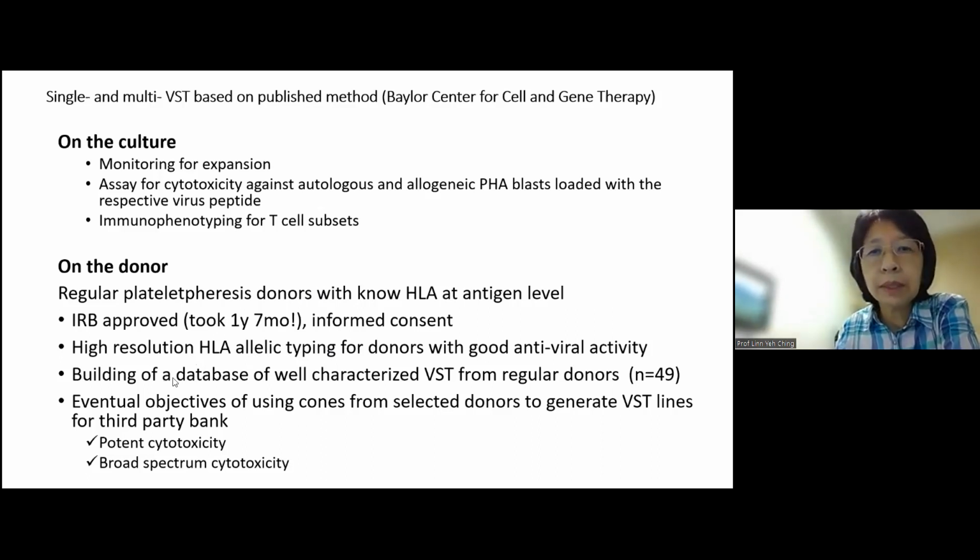And we built a database of 49 donors whom we have screened and characterized for their antiviral activity, with the eventual objective of using cones from these selected donors to generate VST lines for a third-party bank. To generate, these donors have to have potent cytotoxicity and broad-spectrum cytotoxicity.